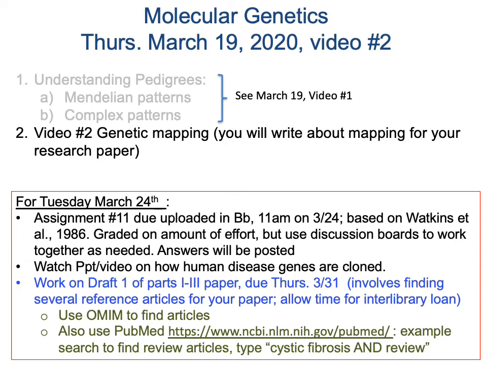That will be important because you'll be writing about mapping for your research paper. You can consult the red box below on this first slide for all of the things that you should be working on to get ready for next Tuesday, March 24th.